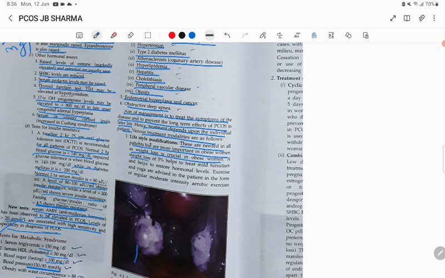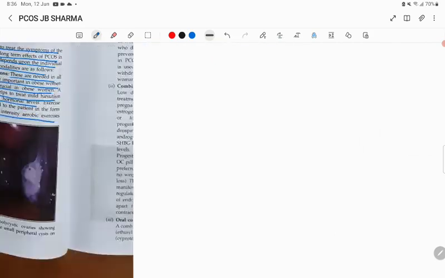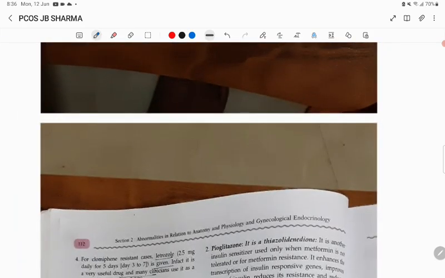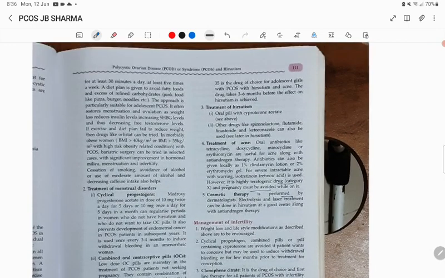A weight loss of 5% helps to treat mild hirsutism and helps to restore normal hormone levels. Exercise and yoga are advised to the patient in the form of regular moderate intensity aerobic exercise, at least 30 minutes per day, at least 5 times a week. A diet plan has to be given to the patient. Avoid fatty foods and excess refined carbohydrates like junk food such as pizza, burger, noodles.